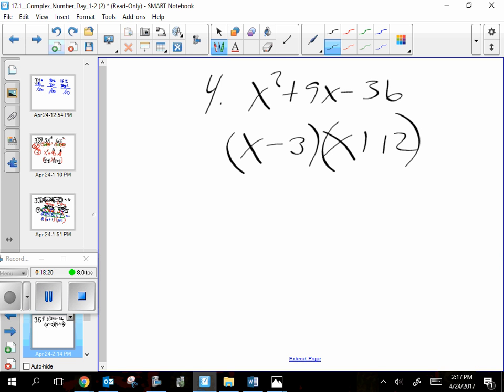3 is the negative one, 12 is the positive one, because when I add them, I want positive 9, and if I put it the other way, it wouldn't give me positive 9. So this is the only way that works. So cool, we got it factored.